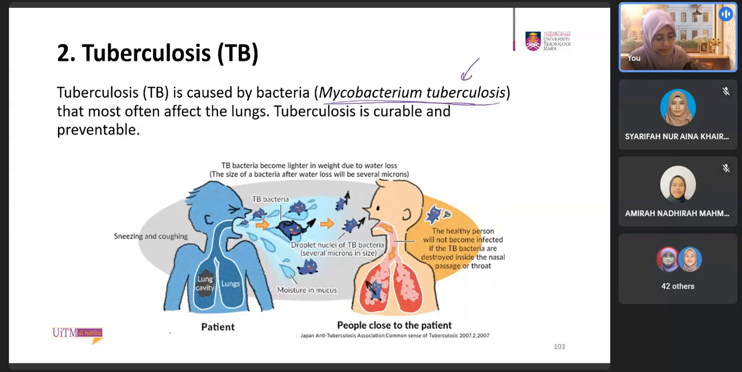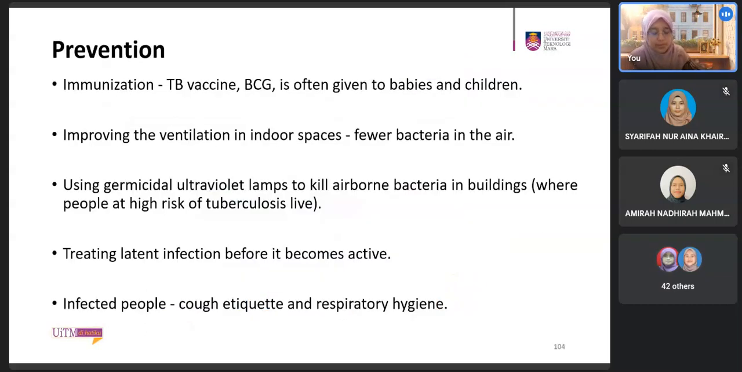So this is the infected person, the patient. So he coughs, and then the droplets may contain TB that may be in the surrounding air and then inhaled by another person. Okay. So prevention is through immunization, which is TB vaccine or BCG. Okay, is given to babies and also children. Babies lahir tu dah diberikan BCG lah. Kalau children, if I'm not mistaken, darjah 1 ambil balik semula. Okay.